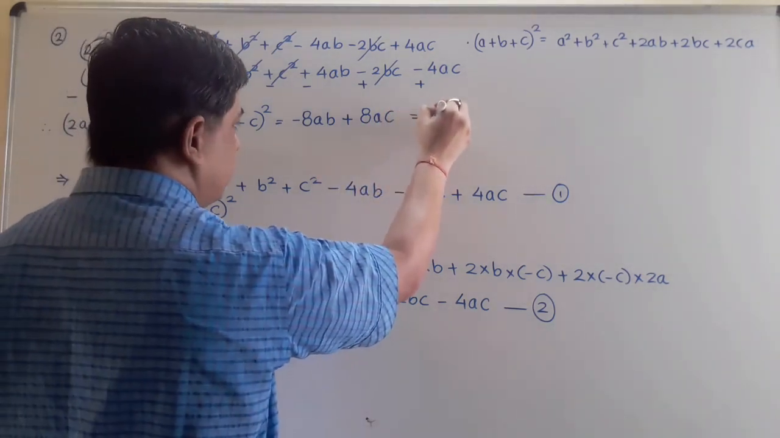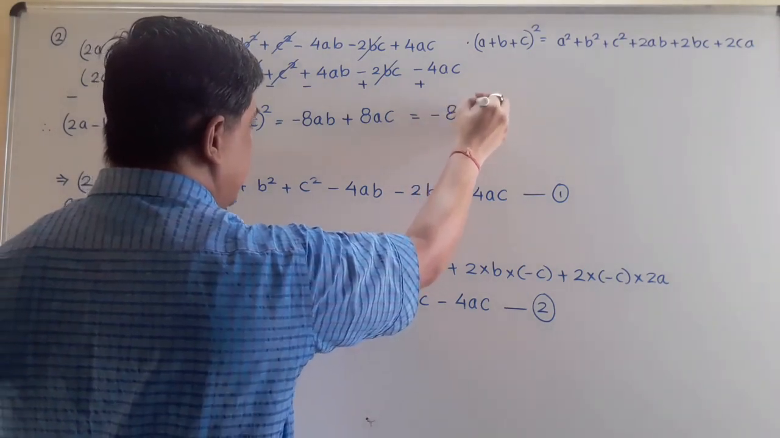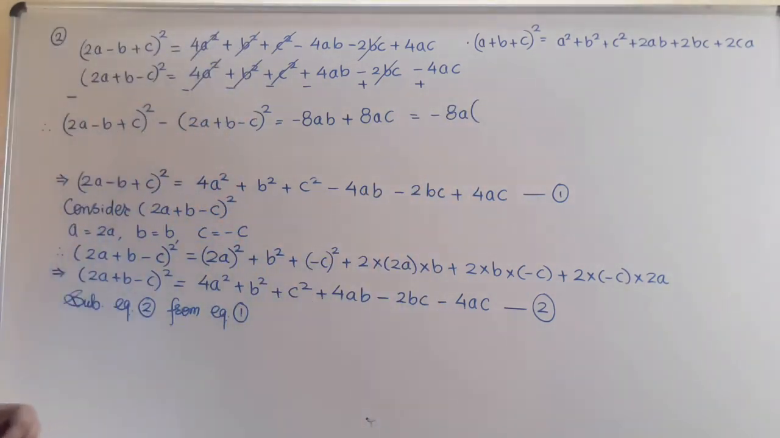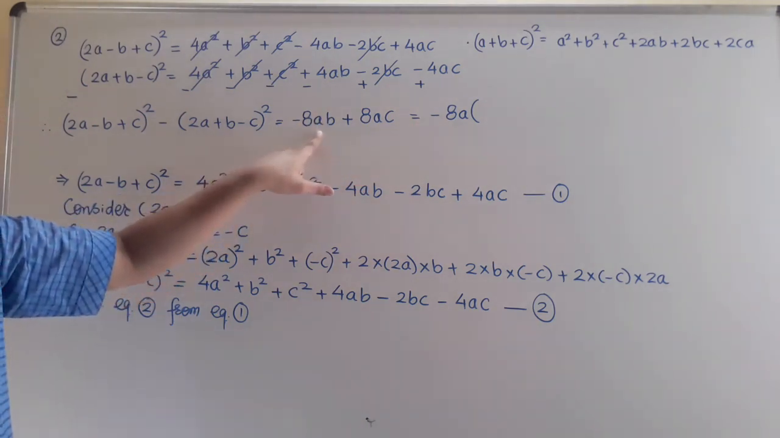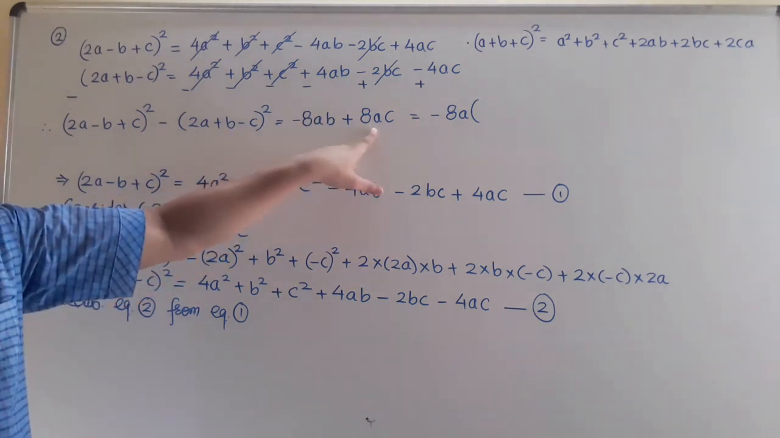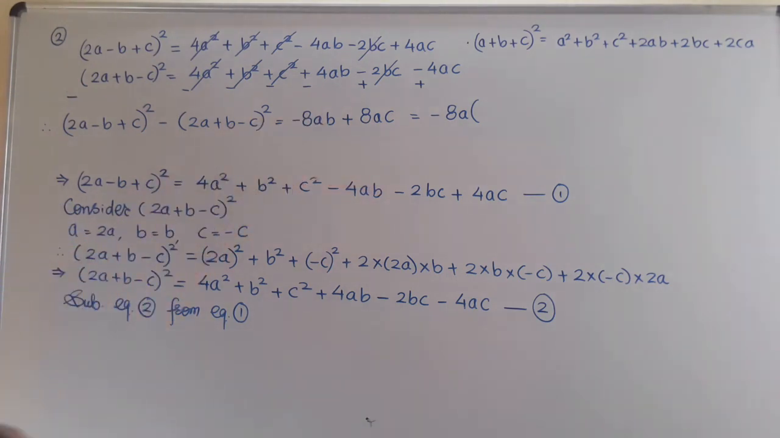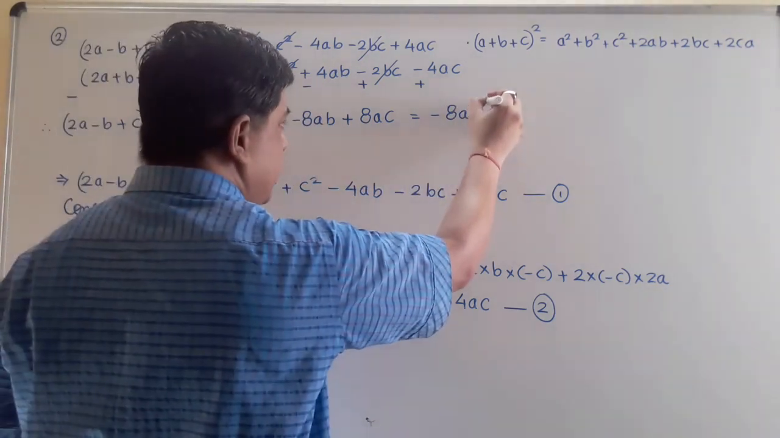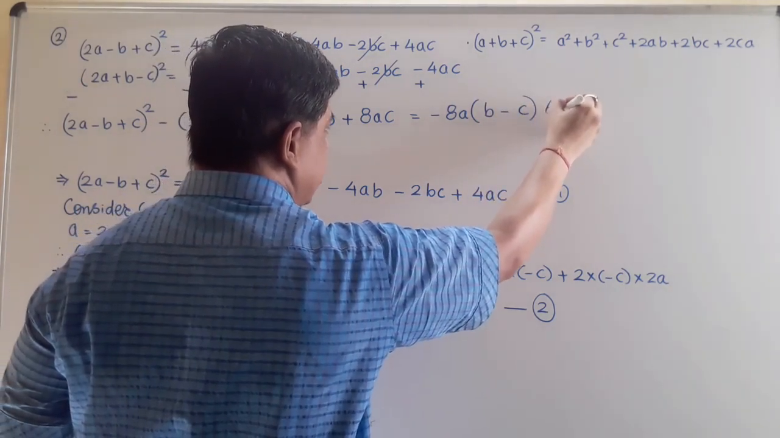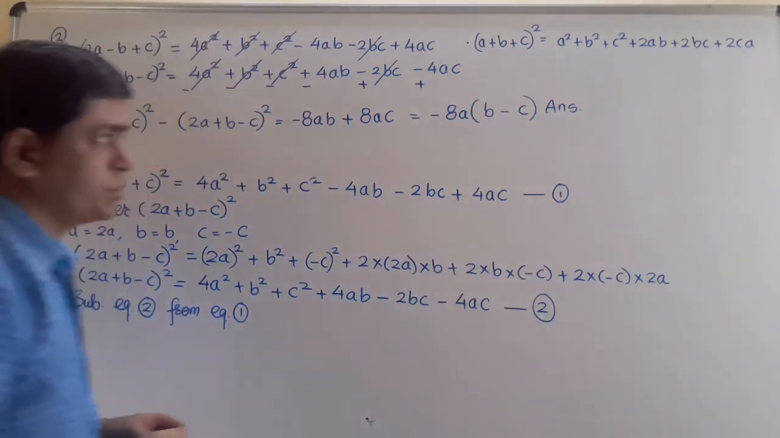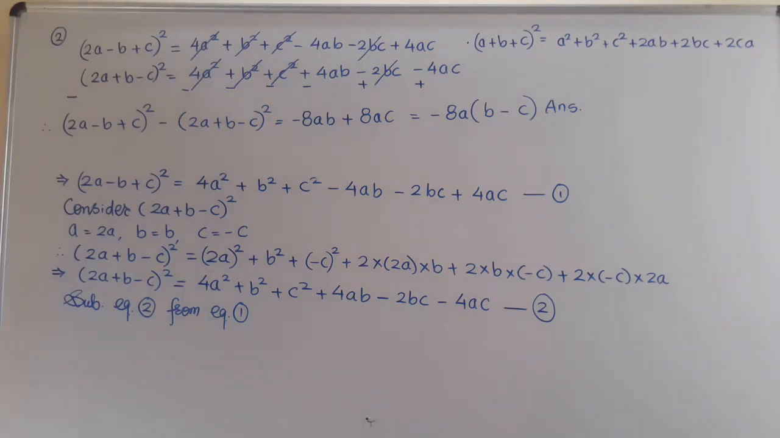Suppose I take minus of 8a common. See, if I take the minus sign common, the term having the minus sign becomes positive and the term having the positive sign becomes negative. So here it will remain plus b and here it will remain minus c. This can be the answer of this question. Okay, we can start the next question, question number 3 now.